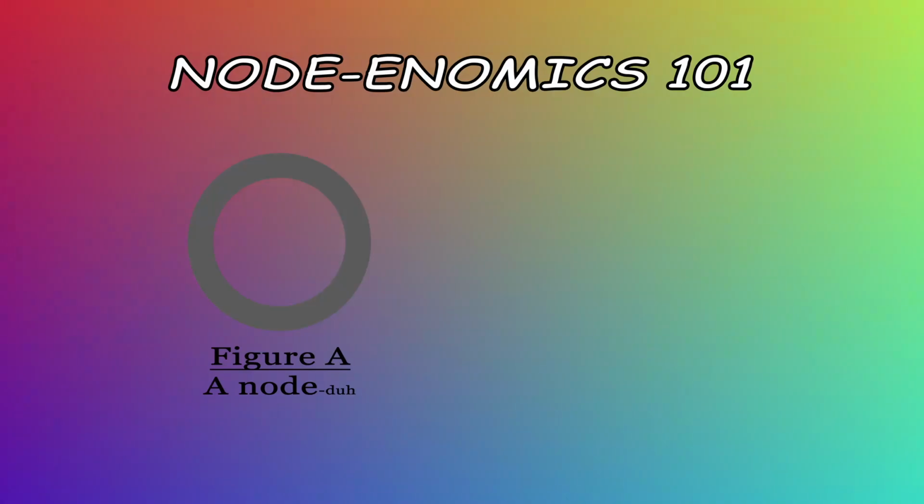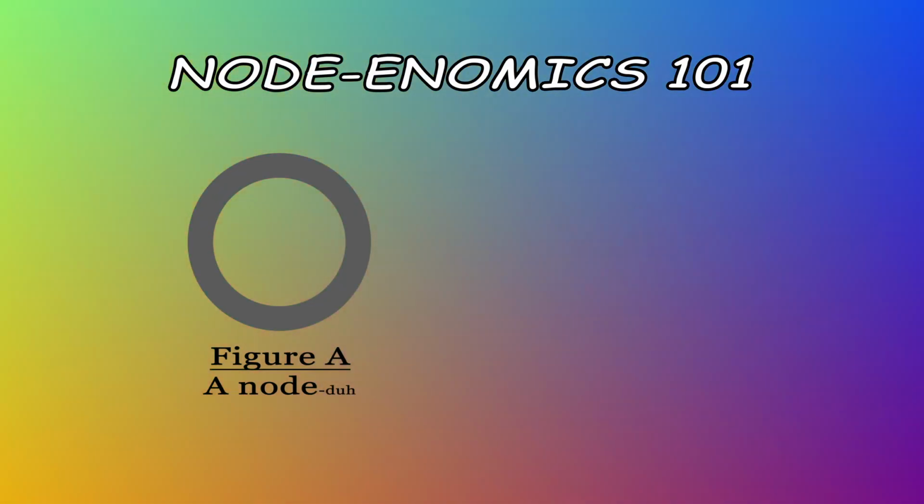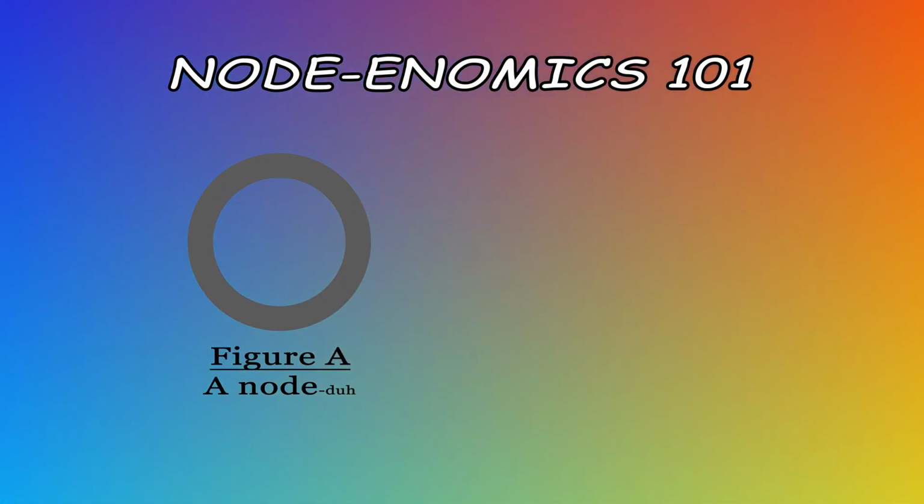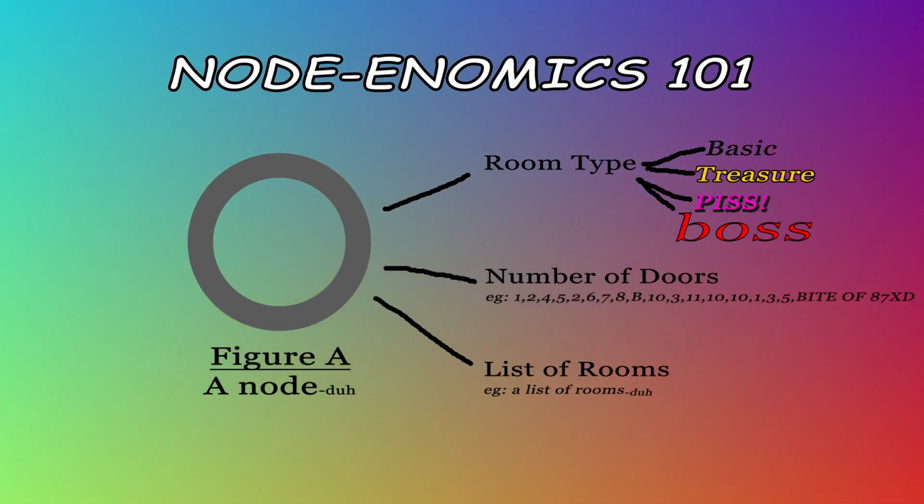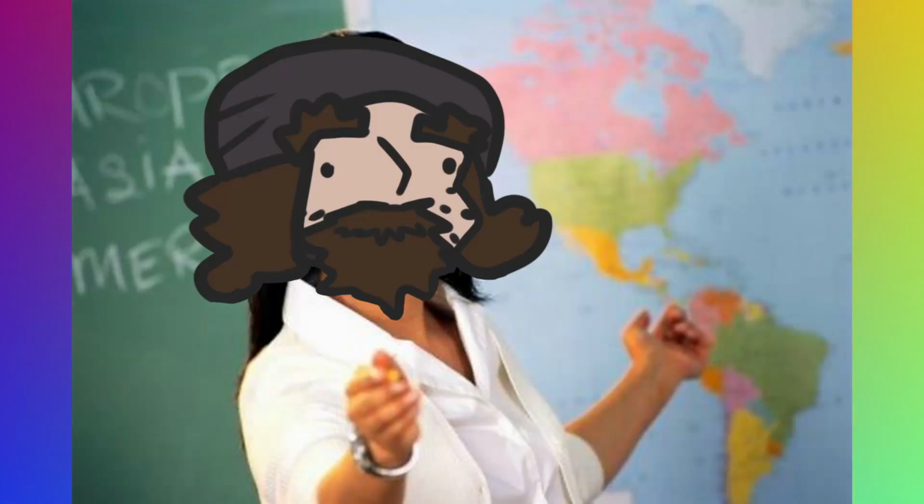So each node contains a bunch of data. This is data that's used by the actual map generator later. Now, the data each node contains is as follows. Listen up. So we've got type, bang, boom, pow, boss, number of doors, and list of rooms. Remember that last one because it's gonna show up on the test at the end.